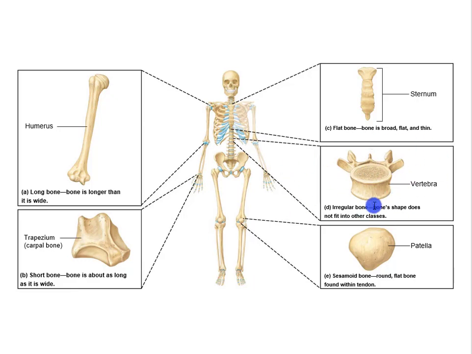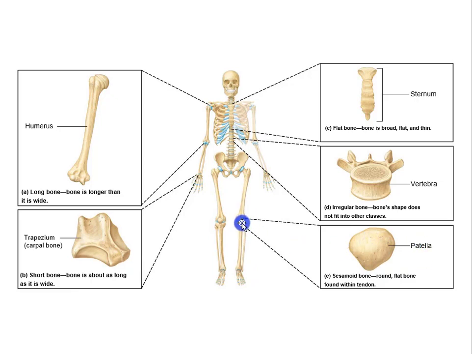So a vertebra is a common example. So bone shape does not fit into long, short, or flat. Now, sesamoid bones, we only have a few of these located here and there, and these are round, flat bones. They're usually embedded within a tendon itself, and the patella is probably the most famous example of a sesamoid bone. The patella is the fancy name for the kneecap.